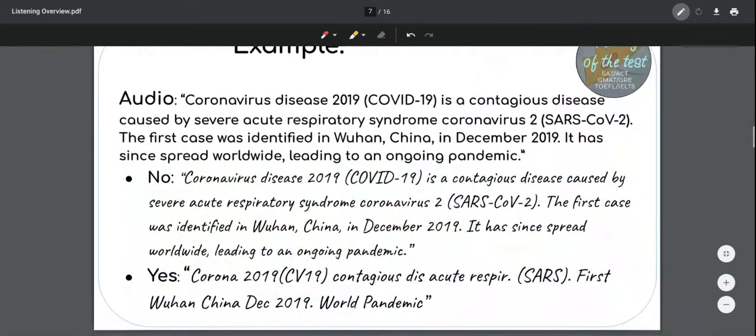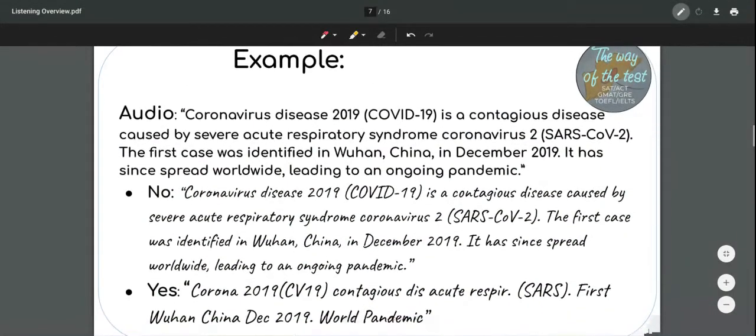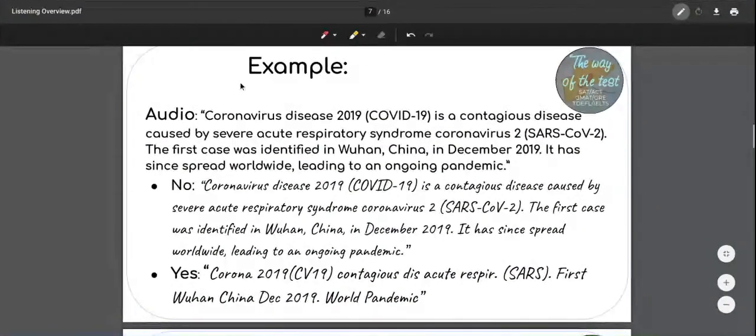An example of how to take notes. I'm going to read these examples. So let's say the audio is presented saying the following. Coronavirus disease 2019, COVID-19, is a contagious disease caused by severe acute respiratory syndrome coronavirus 2. The first case was identified in Wuhan, China in December 2019. It has since spread worldwide, leading to an ongoing pandemic.